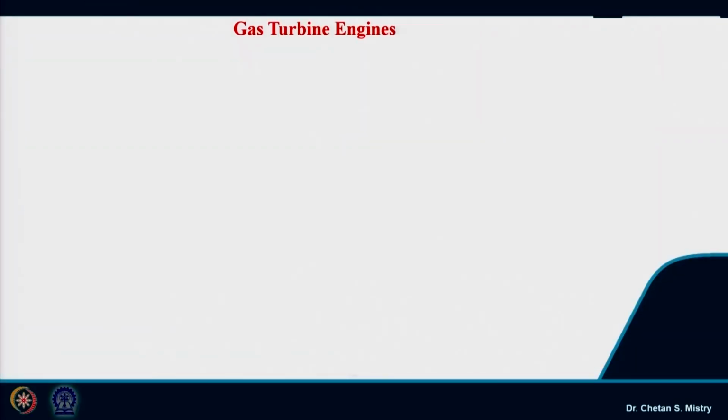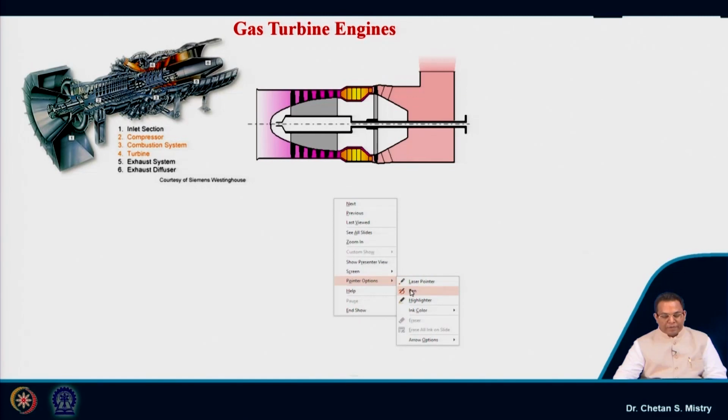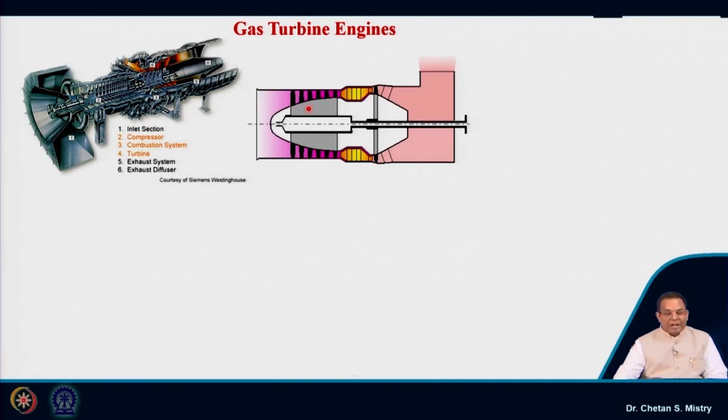If we consider the very first question, what is a gas turbine? The basic idea is that a gas turbine is an engine used for the generation of power. If you look here, this is representing a gas turbine engine, where we have the inlet, compressor, combustion chamber, turbine, and this is my exhaust. And this is my shaft.